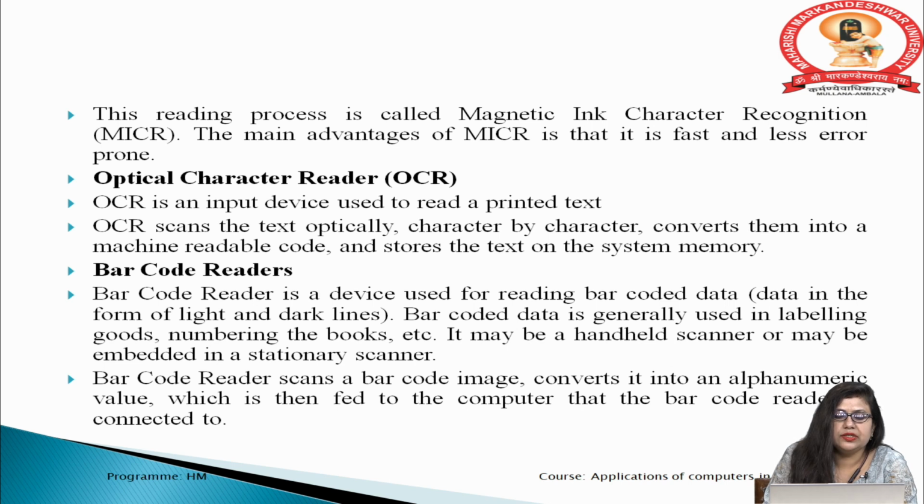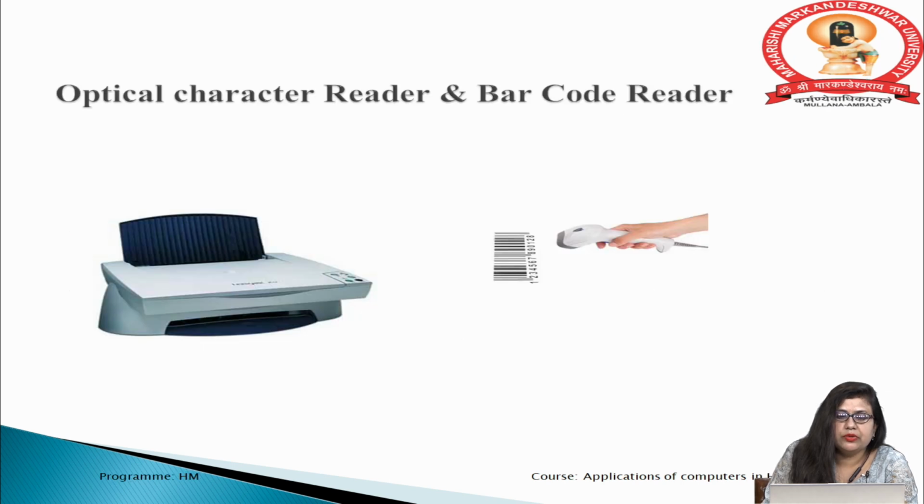A barcode reader is a device used for reading barcoded data, that is data in the form of light or dark lines. Barcode data is generally used in labeling goods, numbering books, etc. It may be a handheld scanner or may be embedded in a stationary scanner. The barcode reader scans a barcode image and converts it into an alphanumeric value, which is then fed into the computer that the barcode reader is connected to.